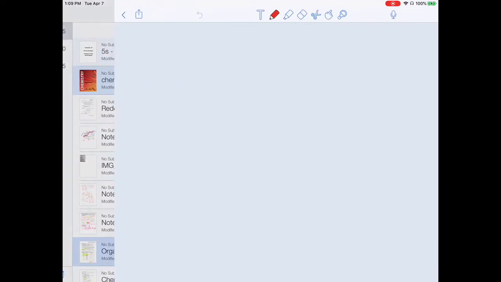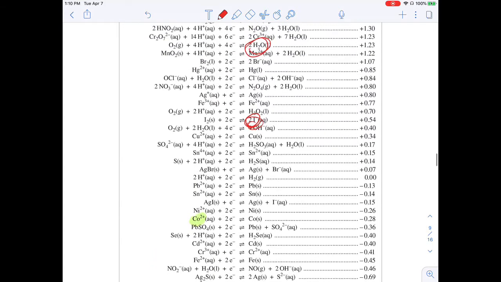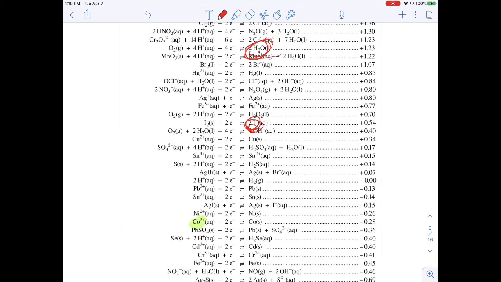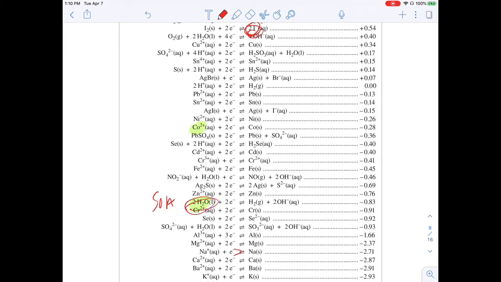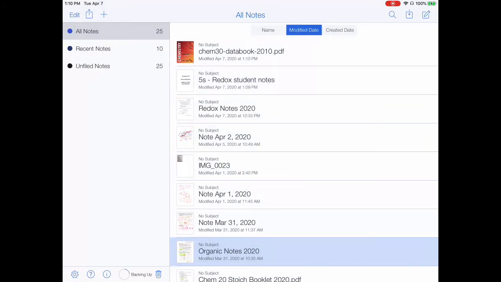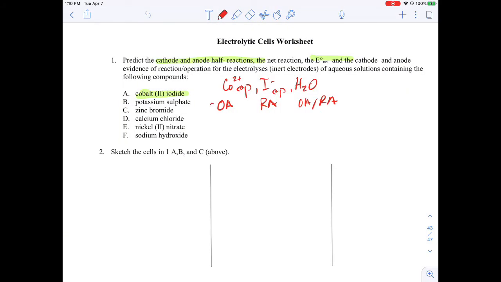When I go back to my data booklet, if I look for iodide here and water here, I'll see that iodide is my strongest reducing agent. Because water is here and cobalt's here, cobalt is my strongest oxidizing agent. And so I get cobalt 2 plus 2 electrons makes cobalt solid. And then my 2 iodides become iodine plus 2 electrons. This is my GROAC, that's at my cathode, and this is my LEORA at my anode.